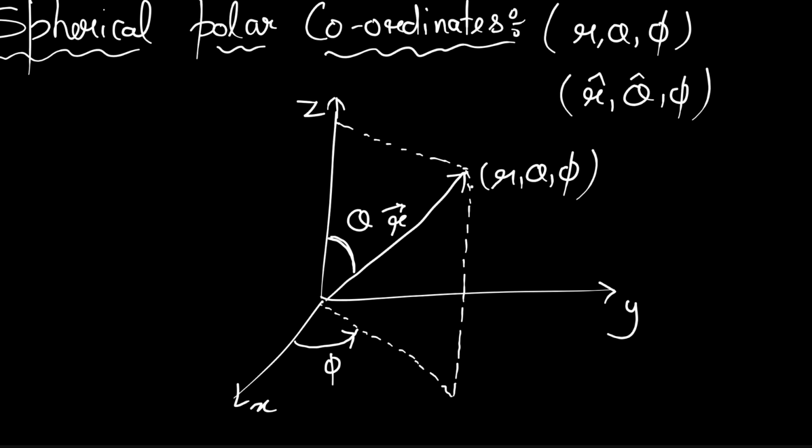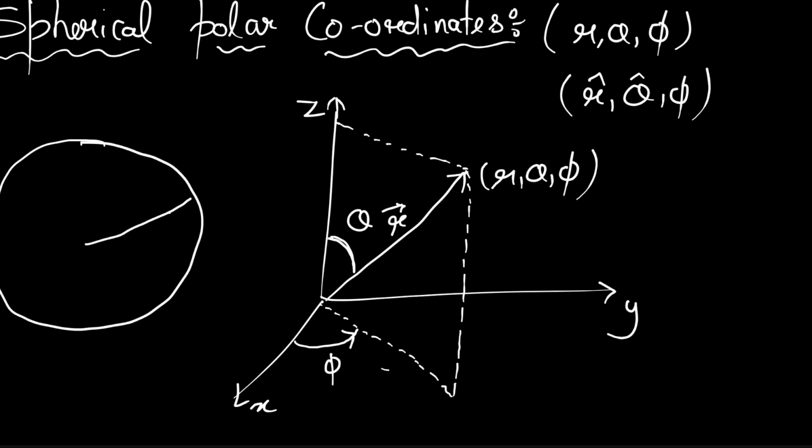Because of the symmetry, we mostly use this coordinate system in spherical symmetry. If you change theta, this r vector is going to make a circular path. Similarly, if you fix r and change phi, it is going out of plane, the phi angle is out of plane. And they are also perpendicular to each other.